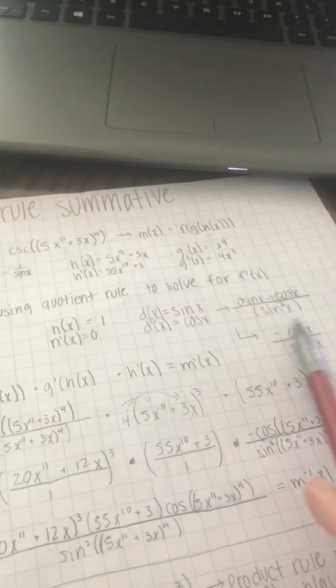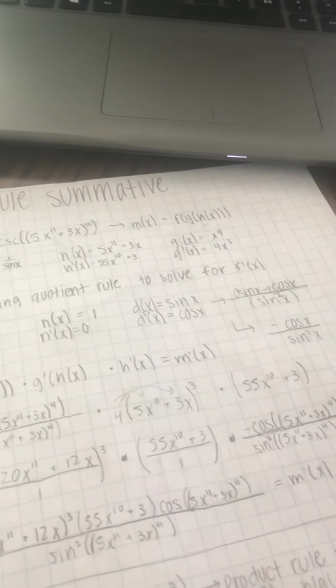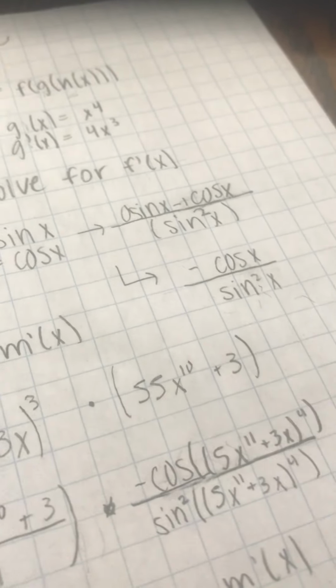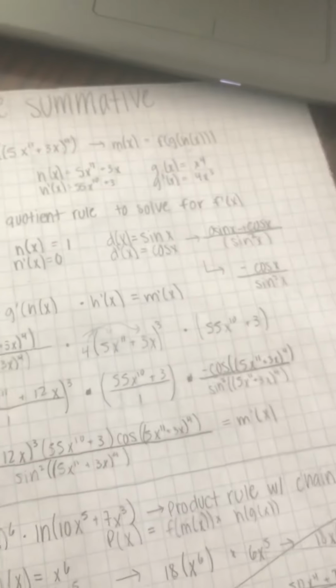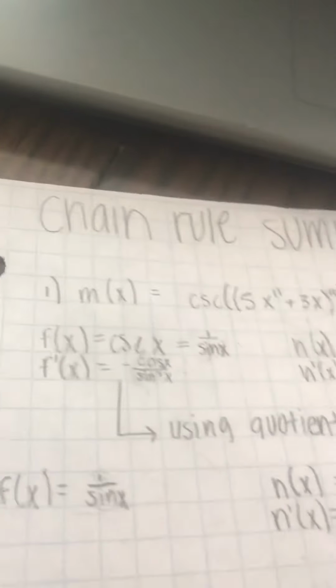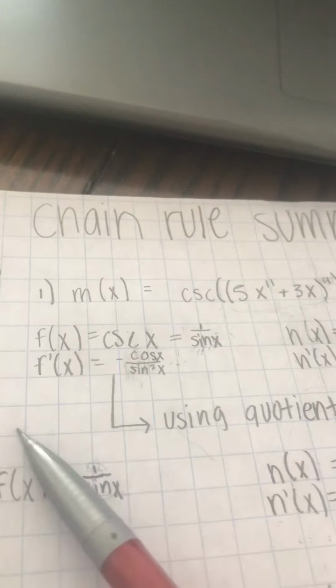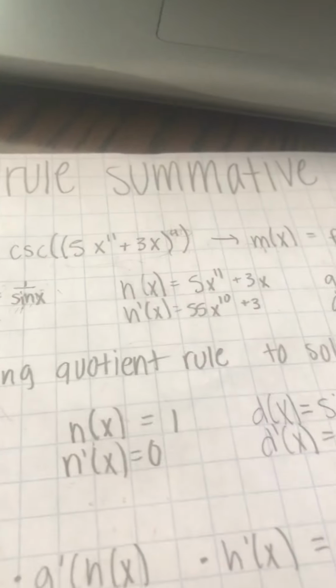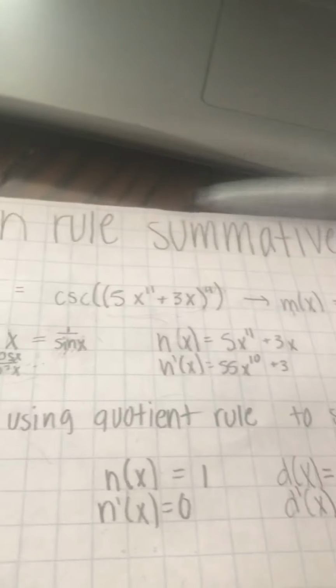So I used the quotient rule, which we've gone over 100 times, and I ended up with the derivative of 1 over sine x is equal to negative cosine x over sine squared x. If you want to look at my math, it's there, but I don't think we need to go over the quotient rule right now. So then once I had the derivative of f of x, I went to h of x. I don't know why I went to h of x, but I did.